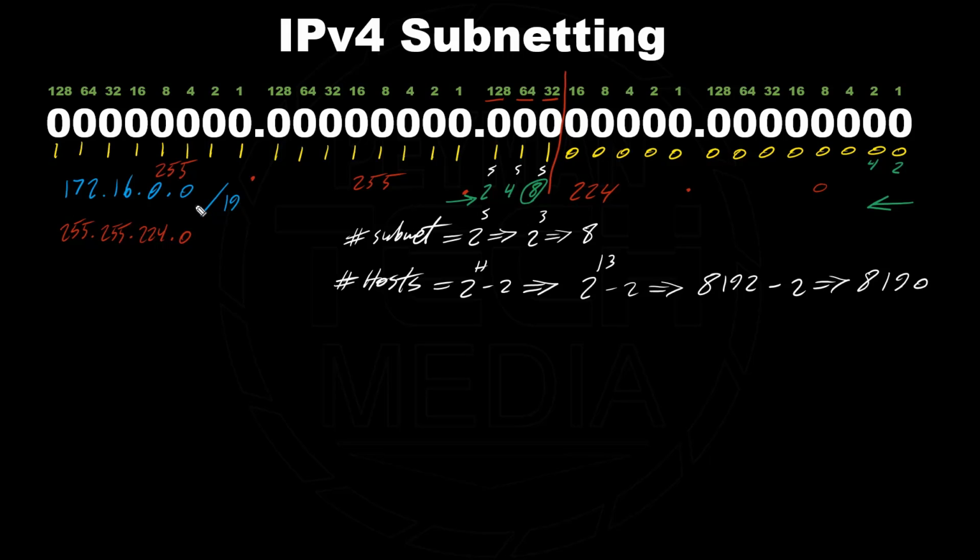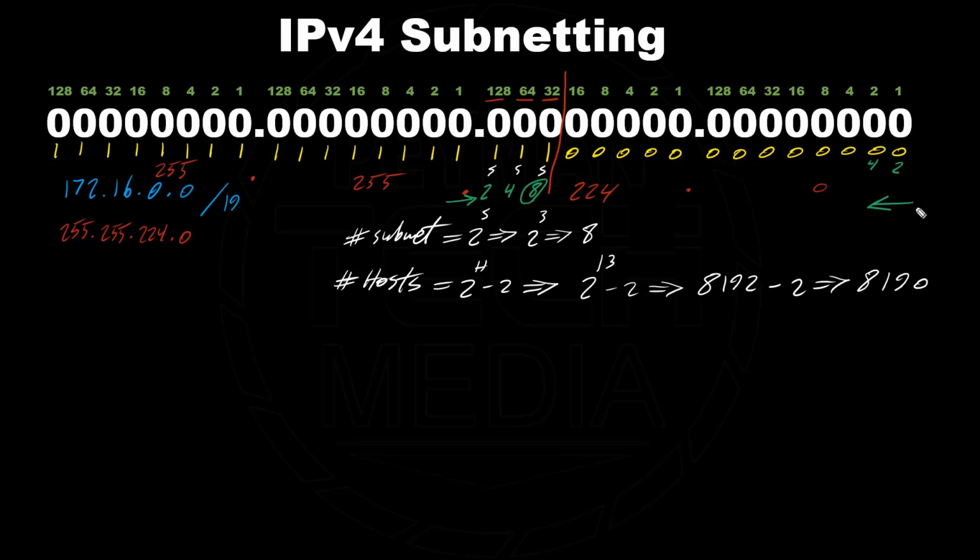So this IP address with the subnet mask of 255.255.224.0, we will have 8 subnets. Every subnet we will have 8190 available IP addresses per subnet.